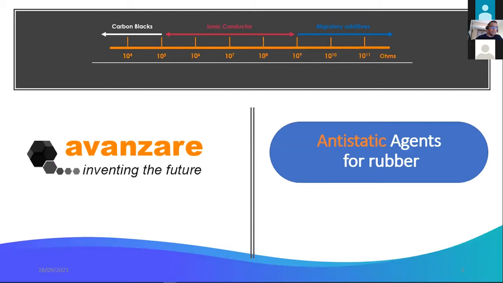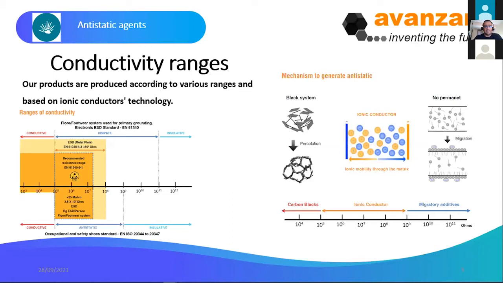Okay, we are going to start this webinar talking about anti-static agents for rubber. First, a little introduction about the conductivity range and the technologies that you can find in the market, and where Avanzare tried to place its additives.